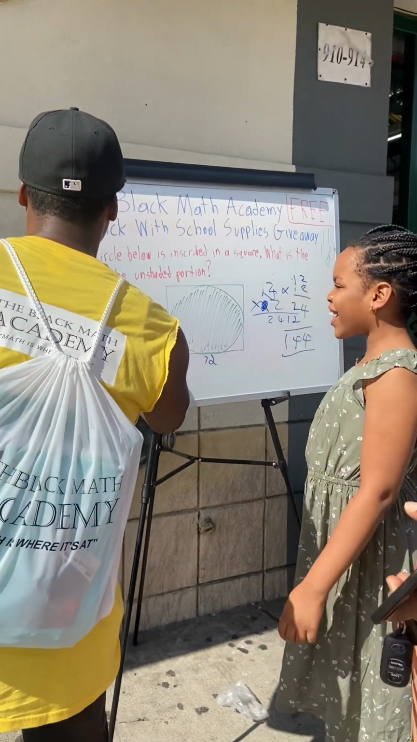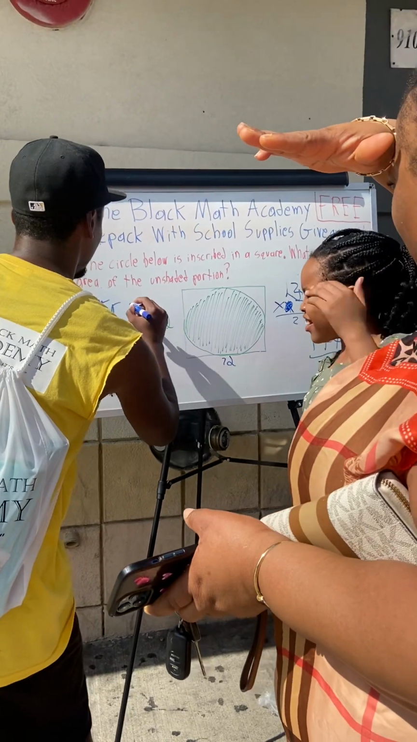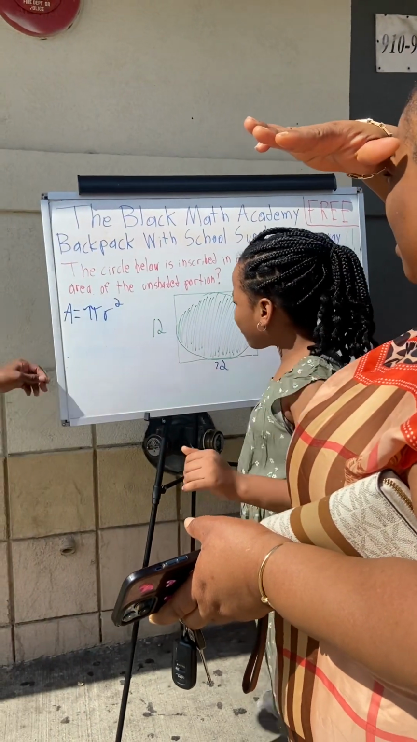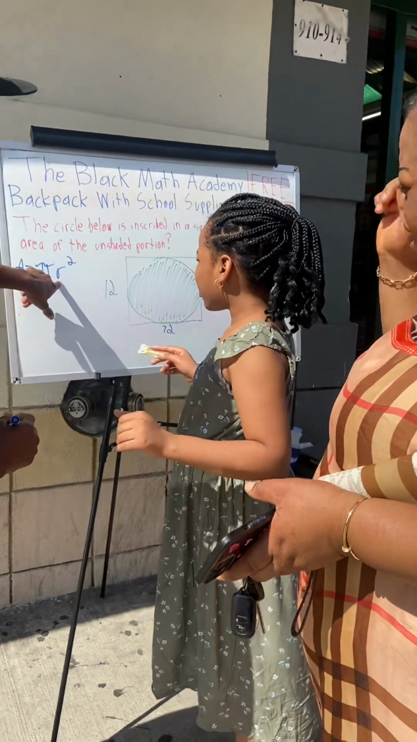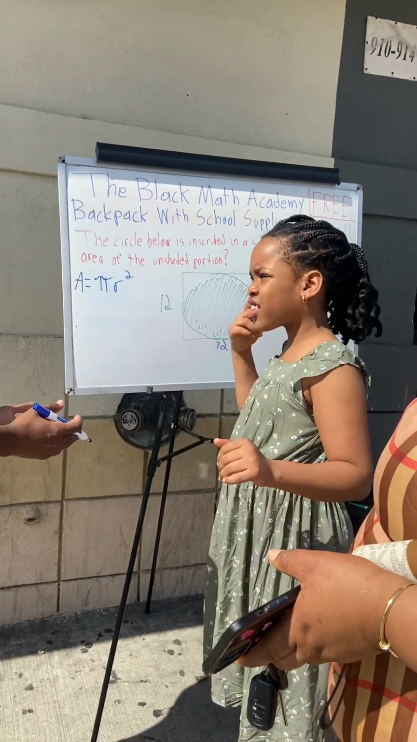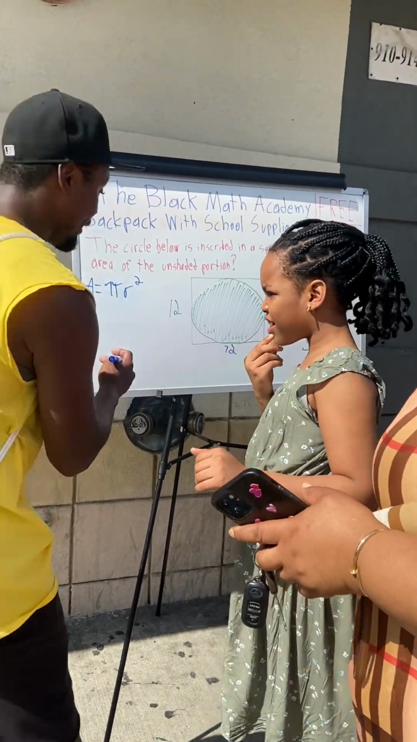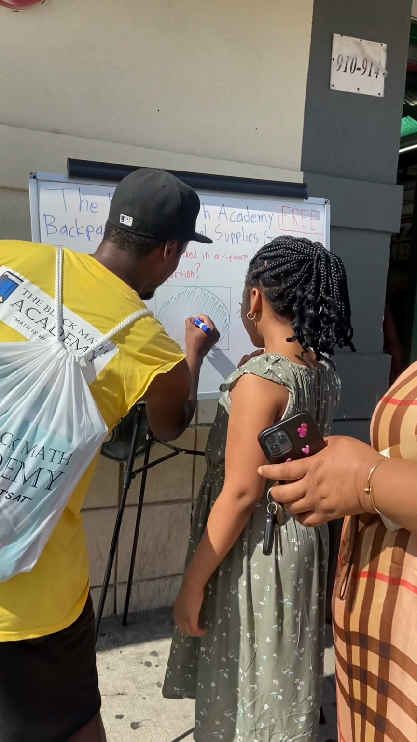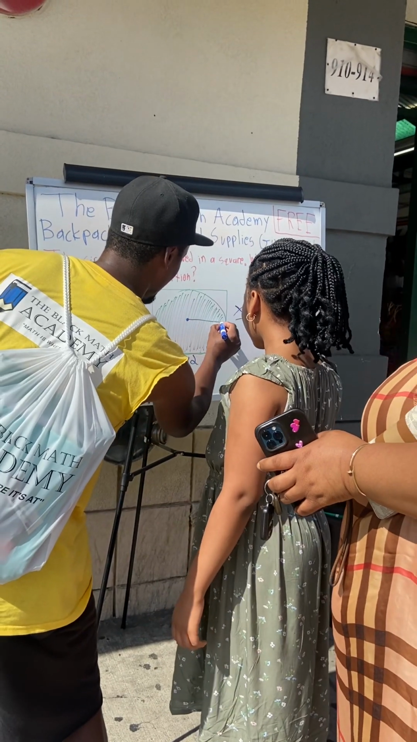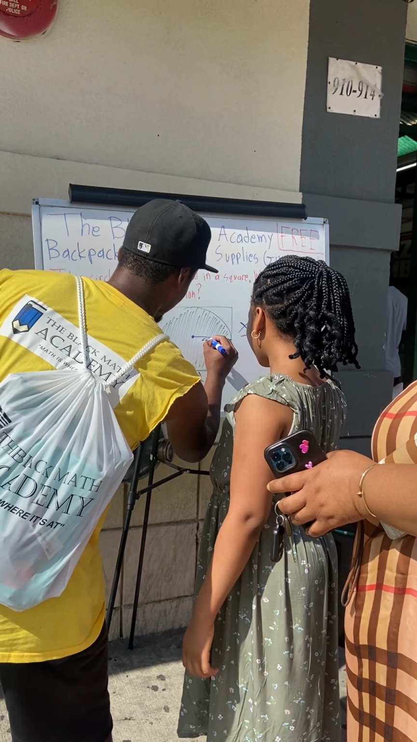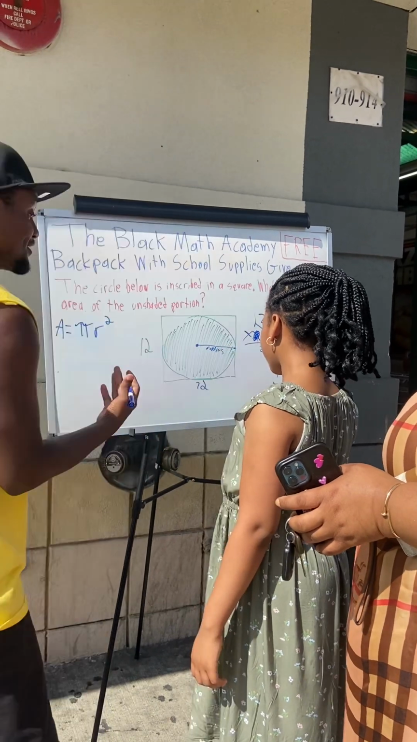Okay. So the area of a circle is pi times the radius squared. So the radius is what we need. What's a radius? That's a great question. Let me help you answer that. Radius is, if you start from the center of a circle and you go all the way to the edge of that circle, that's called a radius. That's 12.